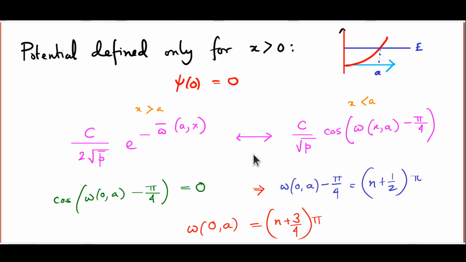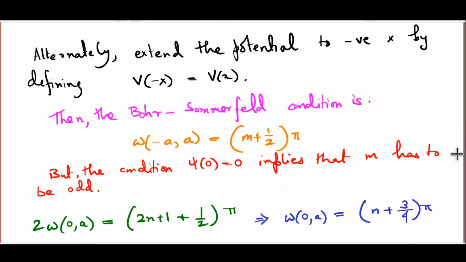w0 comma a is basically the integral from 0 to a of p x dx up to a factor of 1 by h cross. So what this is really telling me is the integral from 0 to a of p of x dx is equal to n plus 3/4 pi h cross. Now I mentioned the solution for the half harmonic oscillator a while ago. And if you remember how you solved this in an earlier class, you would definitely recognize this particular method that I'm going to talk about now.